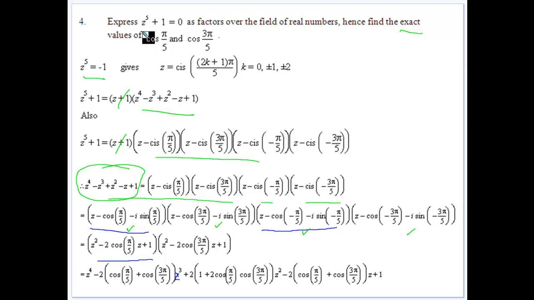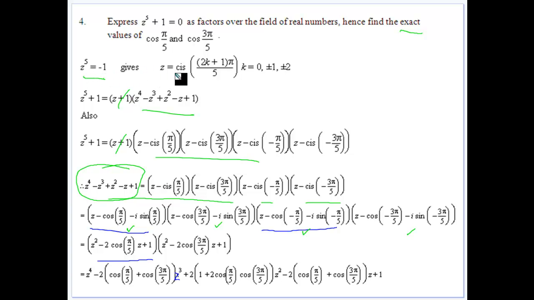Now this time what we want to do is factorise this expression over real numbers and find values for cos pi on 5 and 3 pi on 5 exactly from that. So when we look at z to the power of 5 plus 1, we know that we can get the fifth roots of minus 1.